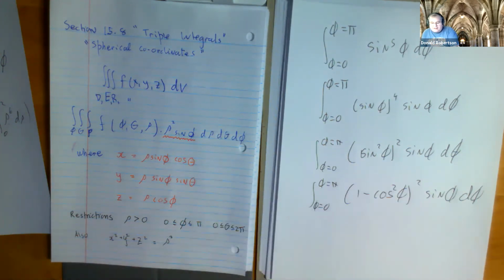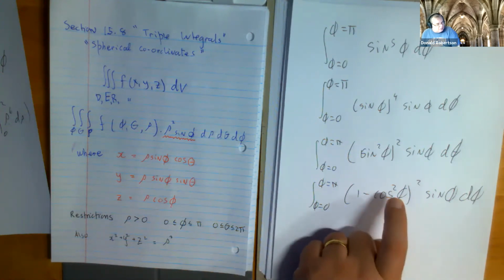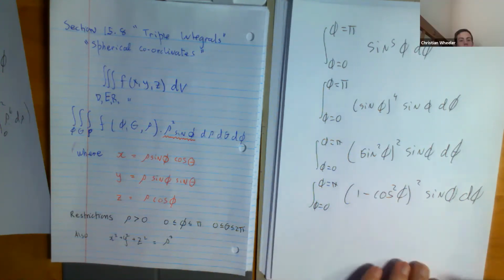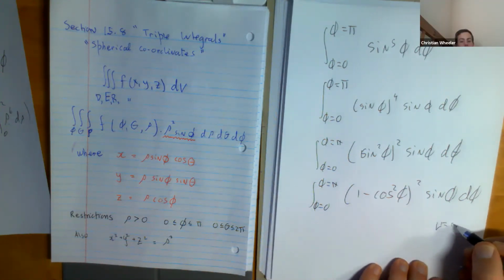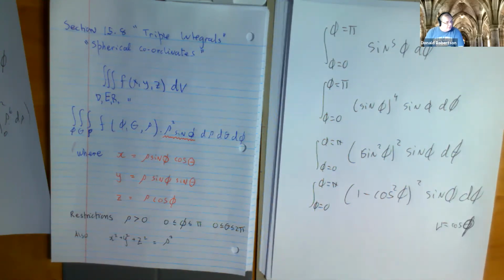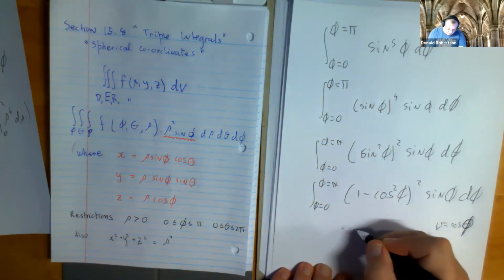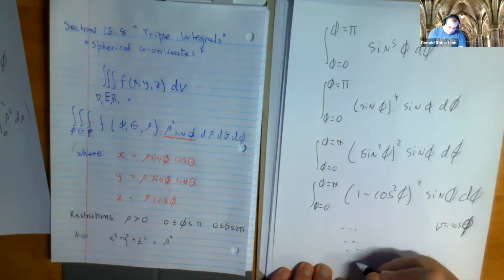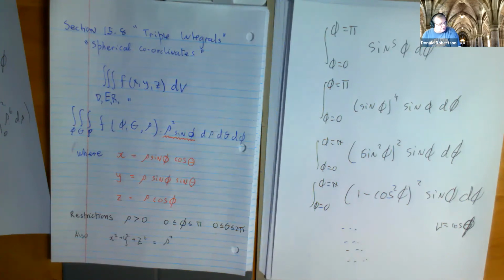What's this guy? Or how are we going to solve this guy? U sub. And won't the u sub be cosine theta? Or phi, I should say. And then 4 or 5 lines later, it's done. Not a short question, right? A lot of stuff to do. But it will eventually come out okay.